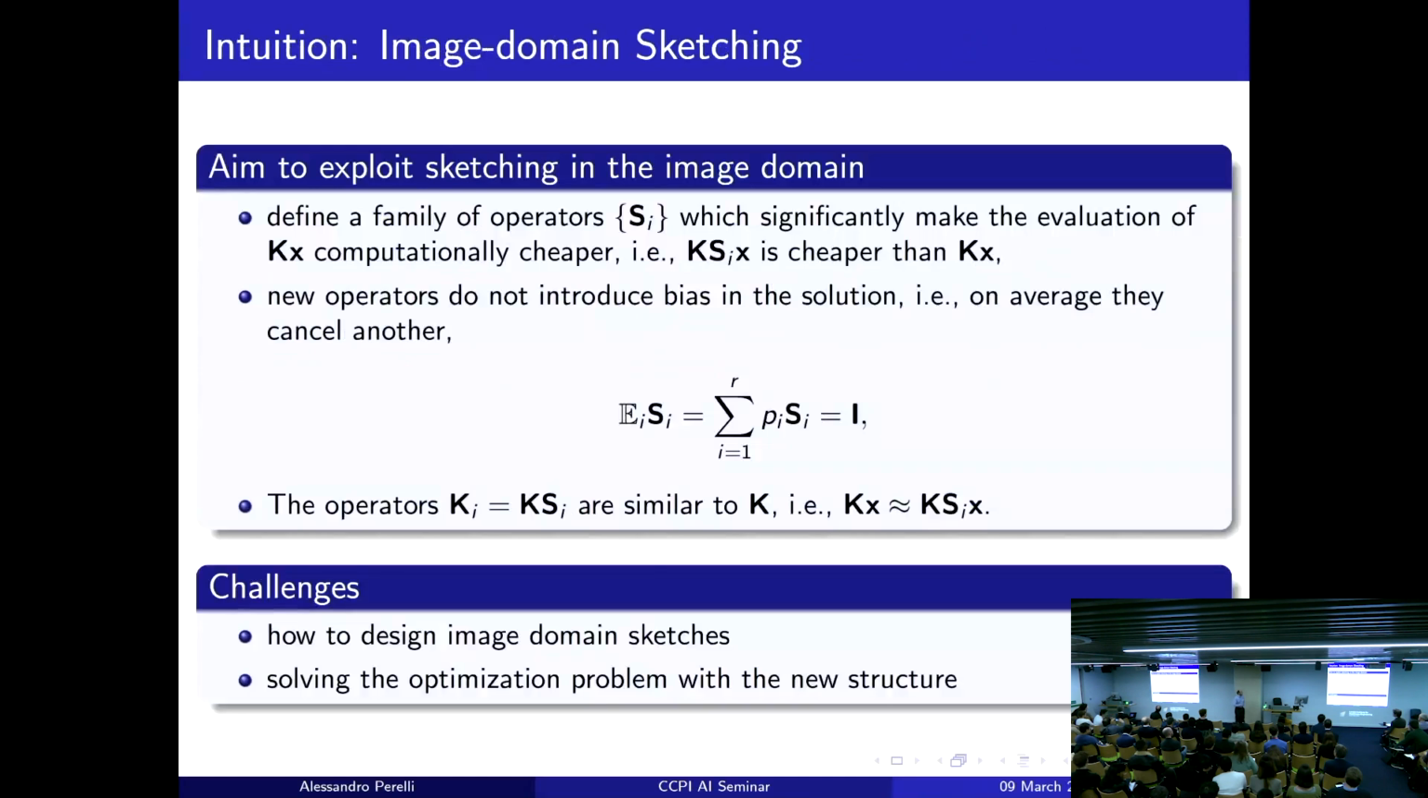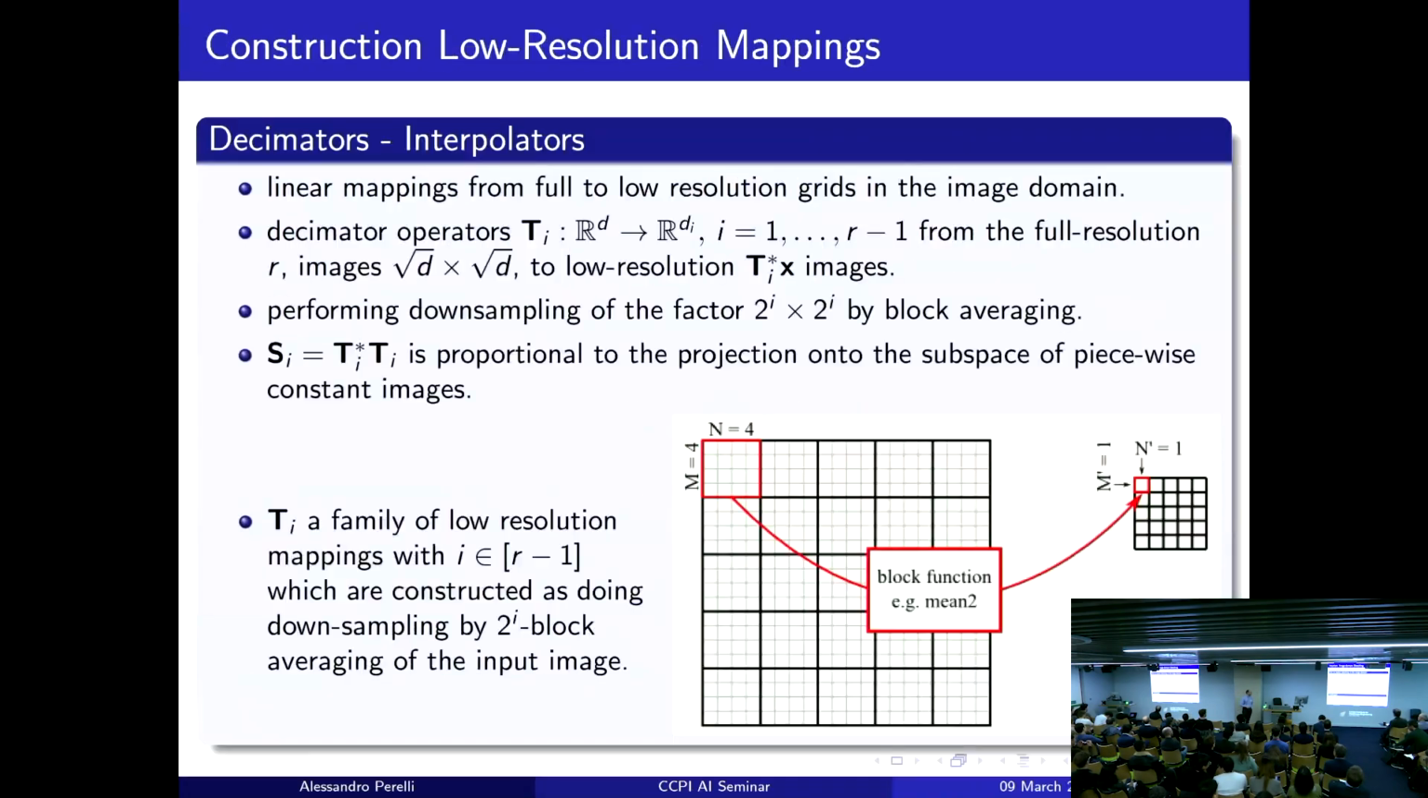The idea is to design a family of operators that we call S_i, which are much cheaper with respect to K. As you see here, S is now applied on the right side of K. What we want is that this new operator should not introduce bias in the solution, so we want the expectation over i to be equal to the identity. Basically, the idea is that this K_i operator, the sketched version of K, should be similar to the original K.